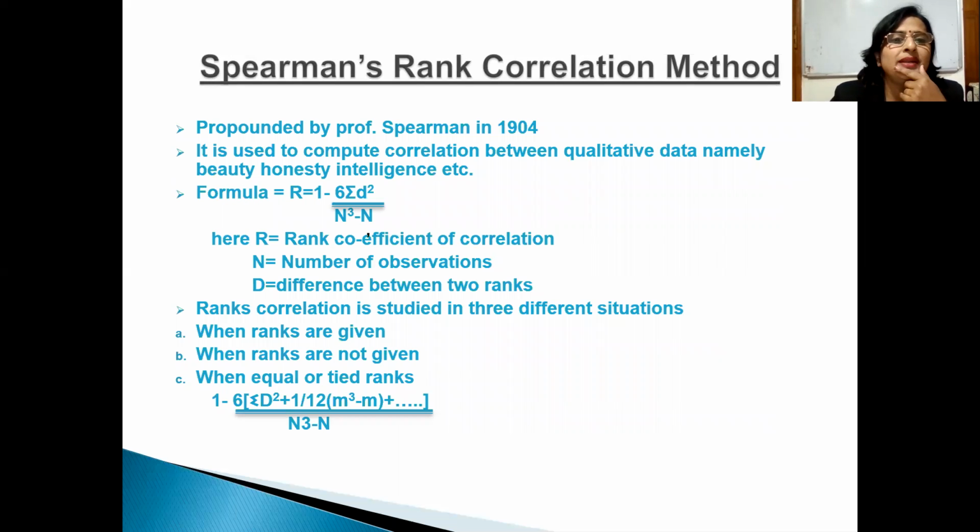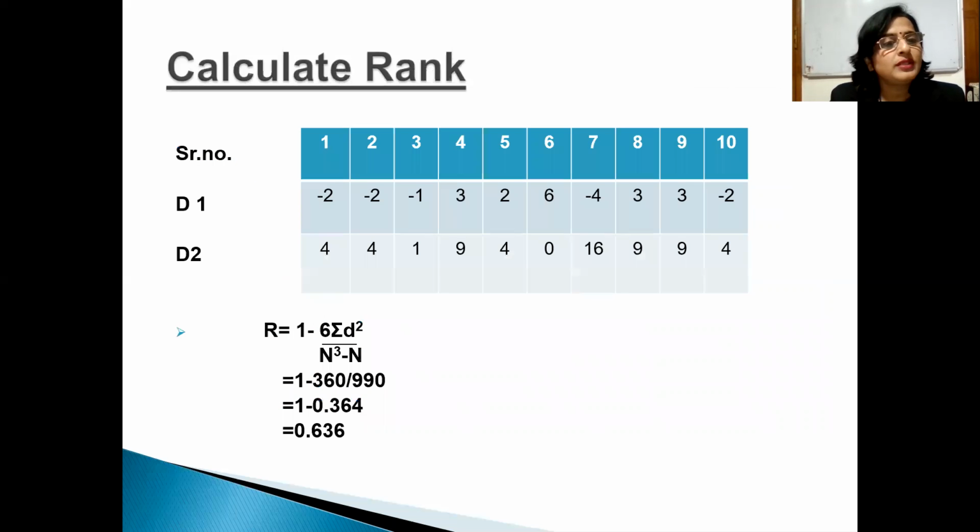Now, coming to the Spearman rank correlation. This Spearman rank correlation was given by Professor Spearman. This method is used to compute the correlation between qualitative data. What type of qualitative data do we have? We have things like beauty, honesty, intelligence. For finding the Spearman rank correlation, there is one formula which I have discussed in my presentation. After this, how to calculate the rank correlation: I have discussed one practical problem in my PowerPoint presentation.